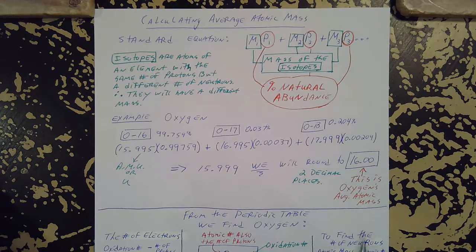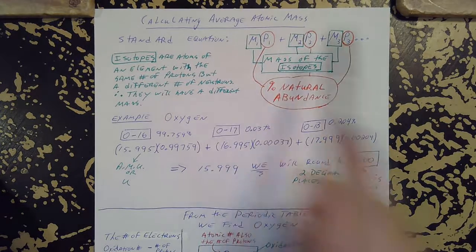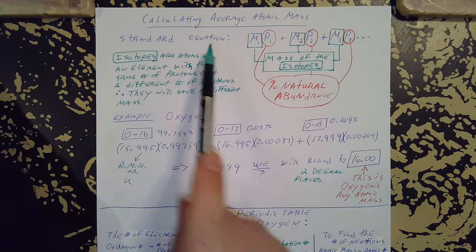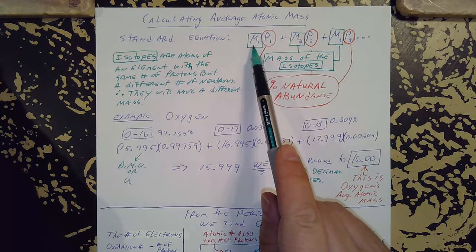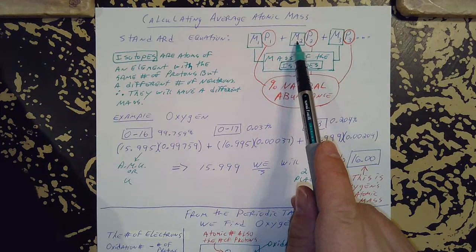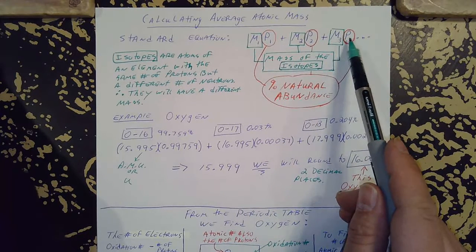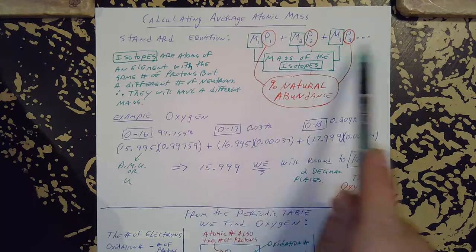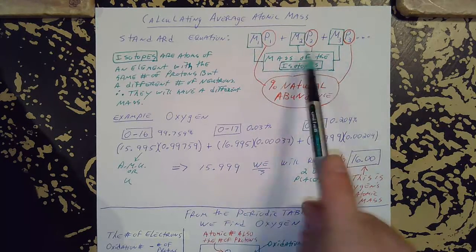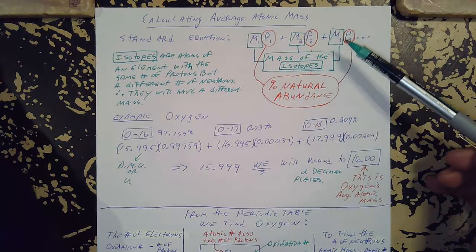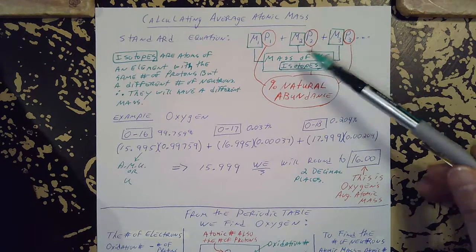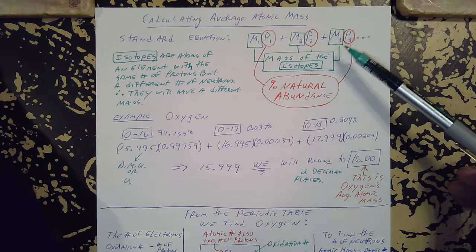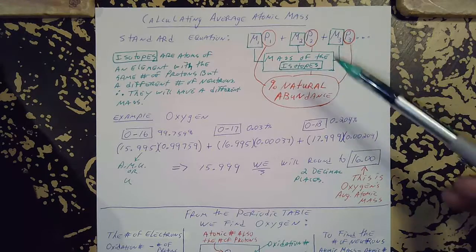All right, I want to start with calculating the average atomic mass. So the standard equation that we can use or apply for this would be mass 1, percentage 1 plus mass 2, percentage 2 plus mass 3, percentage 3, and so on. The subscripts here, 1, 2, and 3, indicate the number of isotopes that we're dealing with for that element. Now, those are the isotopes that occur in nature. So some elements may only have 2 isotopes, some might have 6, and so on.